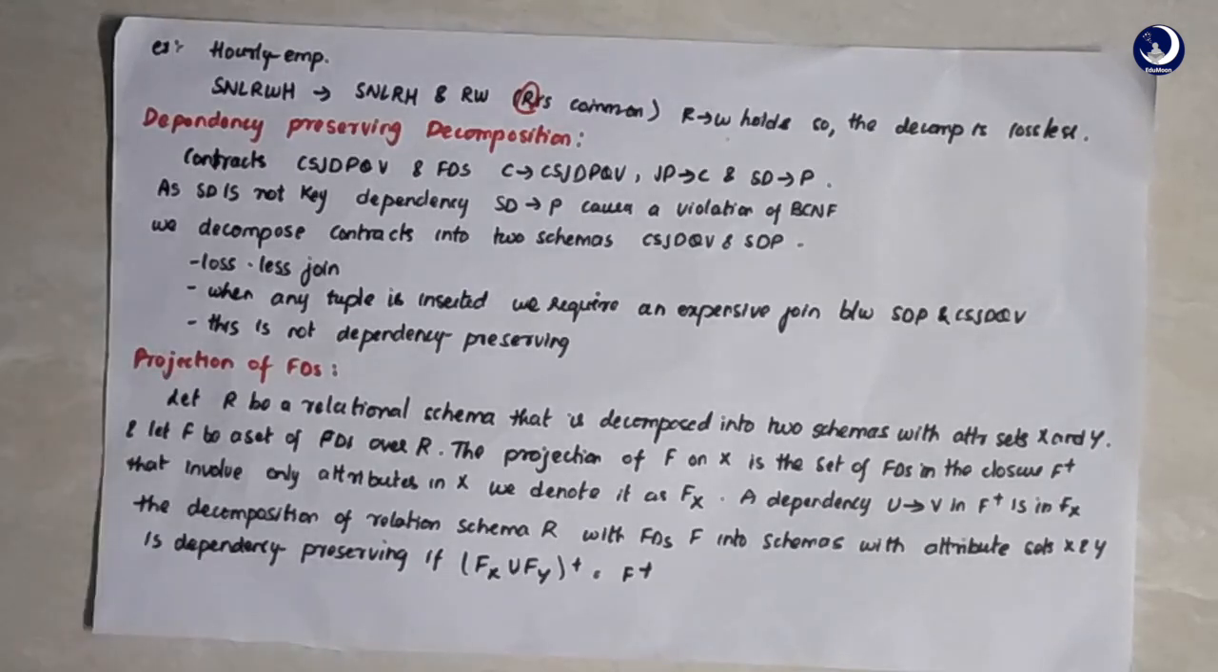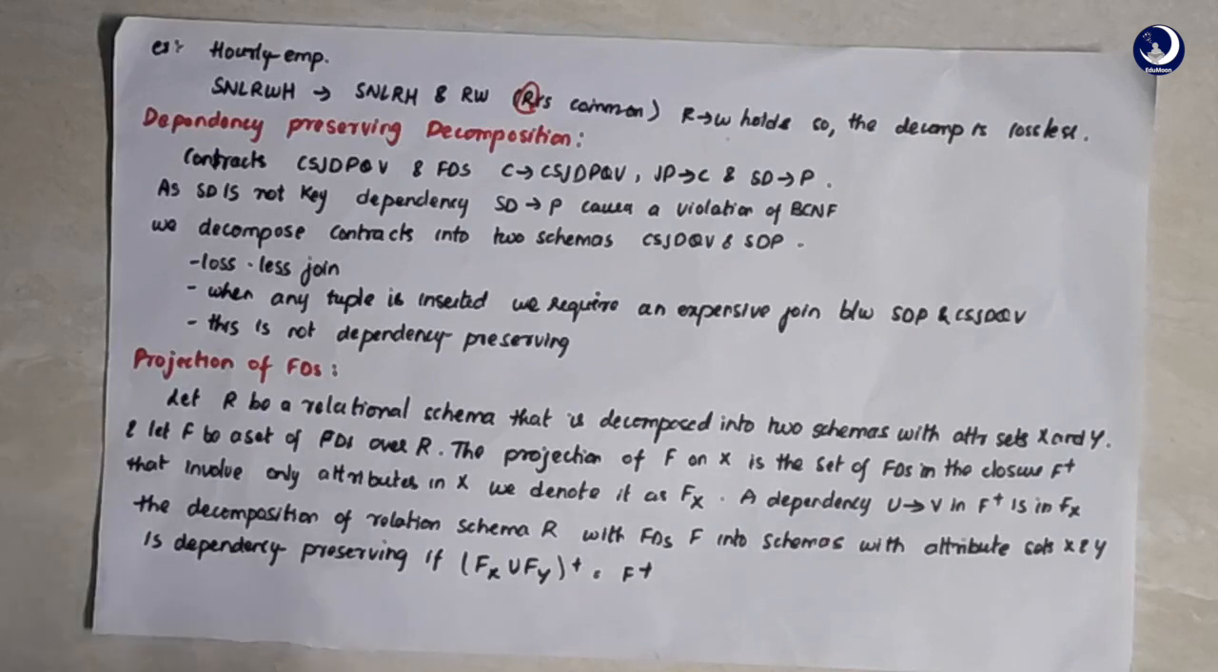So this is a small test that you can perform to check whether the decomposition is a lossy decomposition or a lossless decomposition, right? So this is all about the lossless join. Let's look at the second property, which is dependency preserving decomposition, right? Okay. Let's start this with an example.